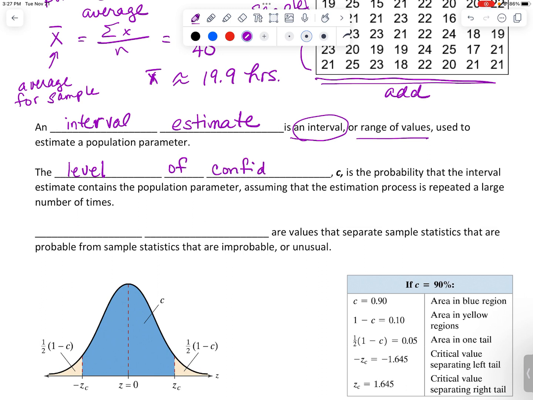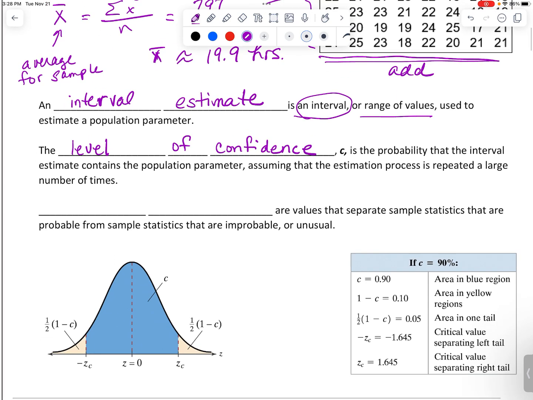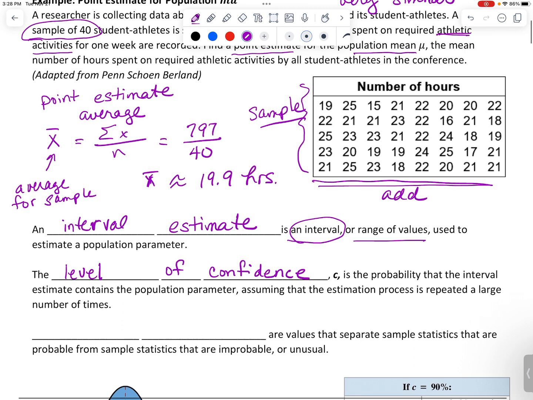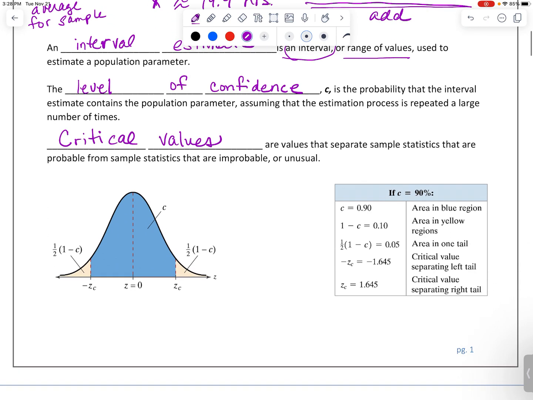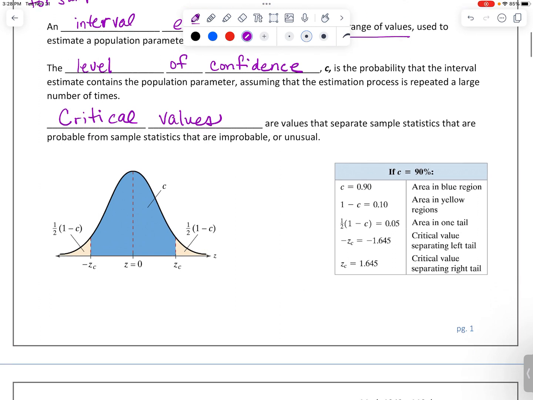How confident are we that my data actually can fit into what I want it to fit into? So how confident am I that these 40 students actually apply to the population? How confident am I that that's going to happen? Okay. To do that, I also need what are called critical values. And these are values that separate sample statistics that are probable from sample statistics that are not probable, or unusual.